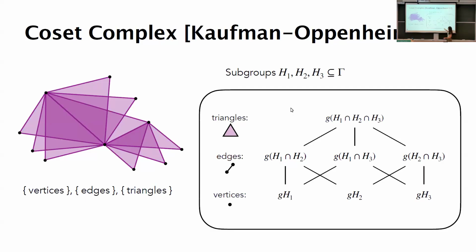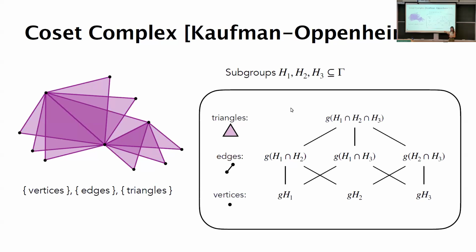And then the question is, when do two vertices share an edge? Let's say they share an edge when the two cosets have some non-trivial overlap. If you look at two cosets with a common element g, you can intersect them to get a coset of the subgroup H1 intersect H2, and similarly for the other ones. So the edges are also going to be cosets of intersection groups.